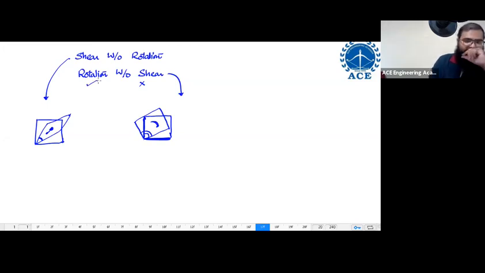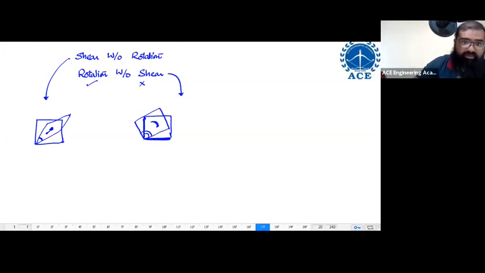So strictly speaking, rotation need not always be associated with shear; rotation without shear is also possible. That is only one case, but still ESE has taken that statement as correct. So for the ESE examination, you consider that statement to be correct. Apart from the ESE examination, the statement is wrong.